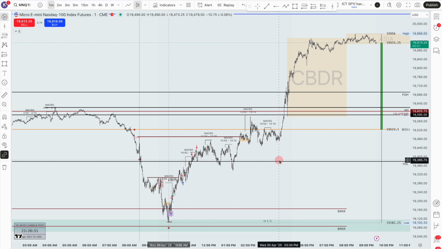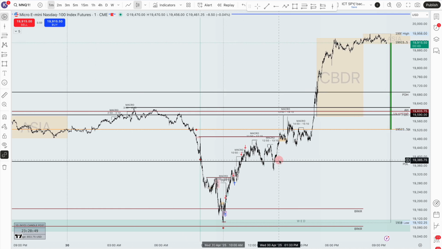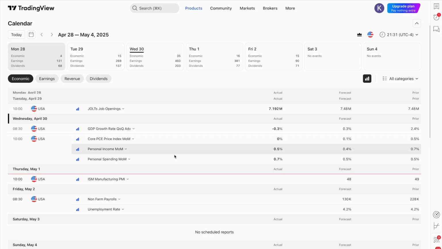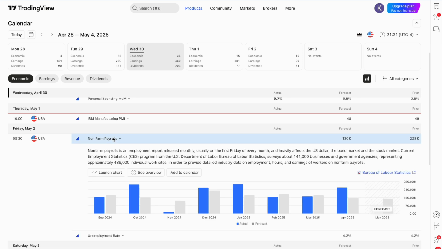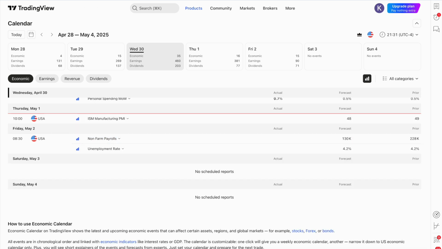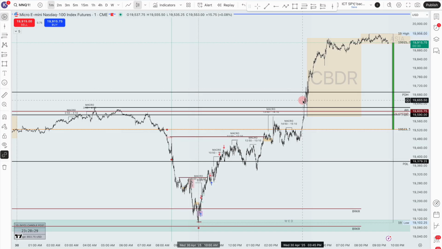Let's see what market gives us tomorrow, because there is going to be high impact news around 10, and then there is NFP, non-farm payrolls day as well. Let's see what happens on Friday. So that will be all.